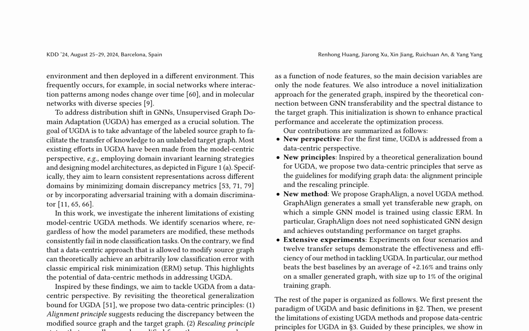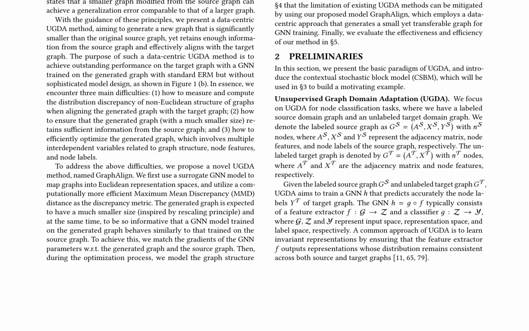Inspired by these principles, the authors propose a novel UGDA method, GraphAlign, which generates a small yet transferable graph for GNN training. GraphAlign employs a surrogate GNN model to map graphs into Euclidean representation spaces and utilizes a maximum mean discrepancy (MMD) distance as the discrepancy metric. The generated graph is expected to have a much smaller size and retain sufficient information from the source graph. The authors also introduce a novel initialization approach for the generated graph, inspired by the theoretical connection between GNN transferability and the spectral distance to the target graph.